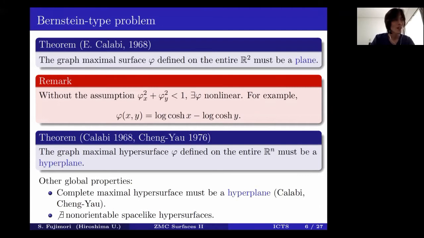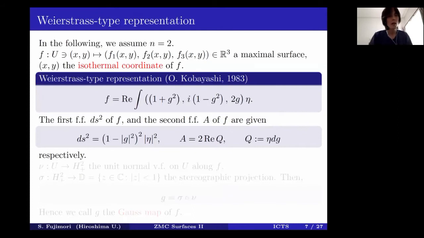Okay, so I will go to the Weierstrass type representation. Now we consider n equal 2. And let F be a maximal surface from U into L3, with the isothermal coordinate of F, that is, F is a conformal maximal immersion. Then the Weierstrass type representation formula is known as follows. F can be written in this way, where G is a meromorphic function and eta is a holomorphic one-form.